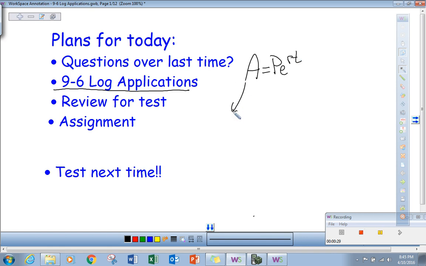A in this case is going to represent some value at some future time, and our P is going to represent our value at the current time. And of course, R, the interest rate, is our growth factor or our decay factor, and of course T is going to represent the time. I've only got 4 of these, and then we decided not to give you an assignment over them because there are some on the review packet.